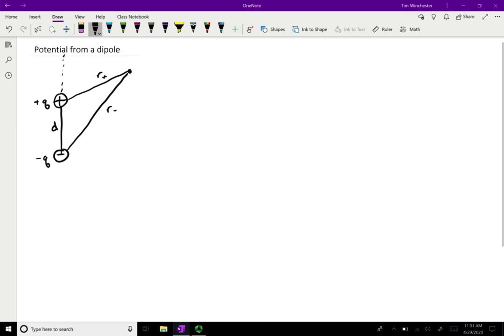Another piece of information we're going to need is what angle this point of interest is at. I'm going to define that in terms of theta here. So I'm picking the angle relative to the line of the dipole.